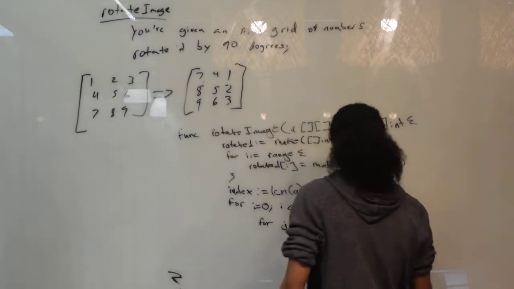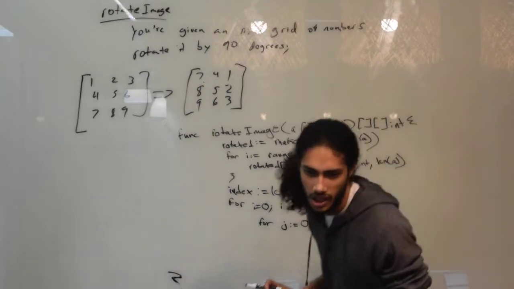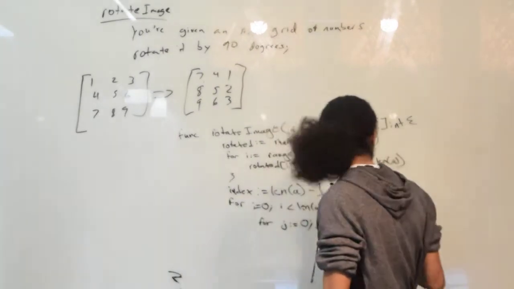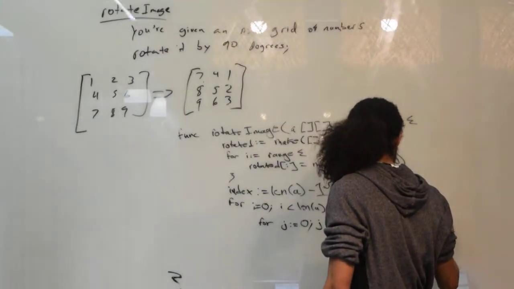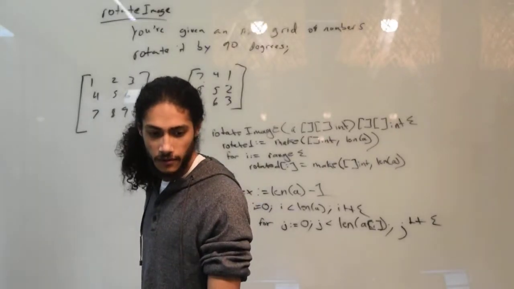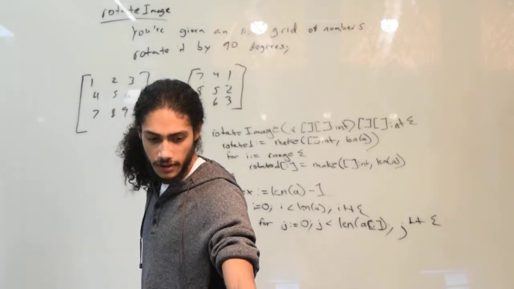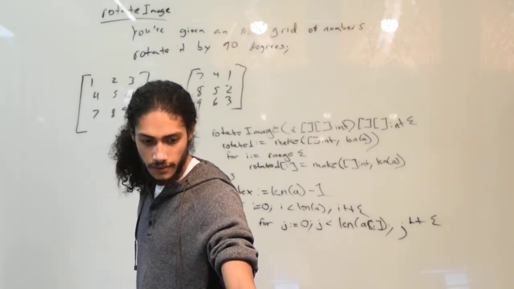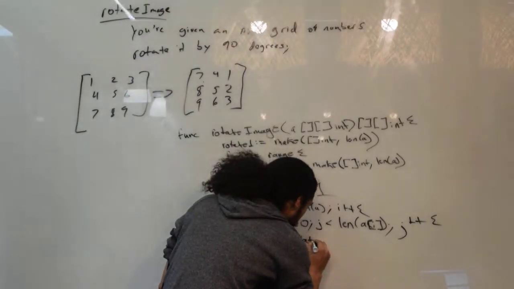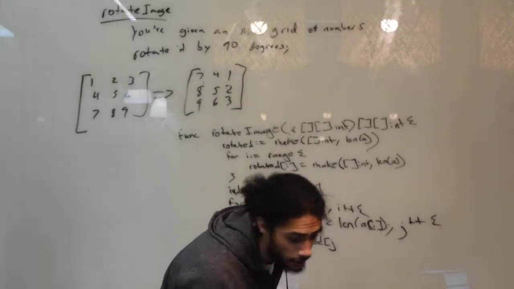And then we're going to say j plus plus. So in the second for loop, right, that makes sense. Rotated j and then index.